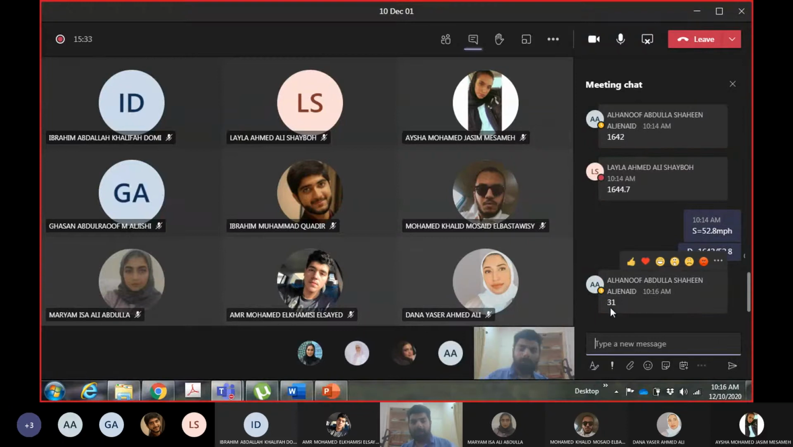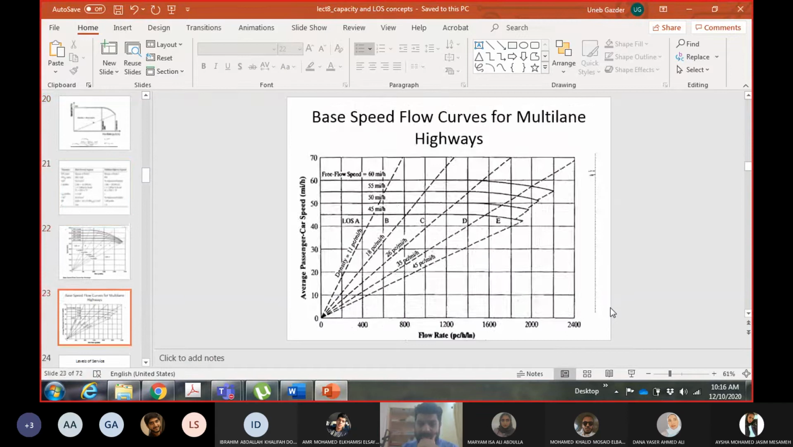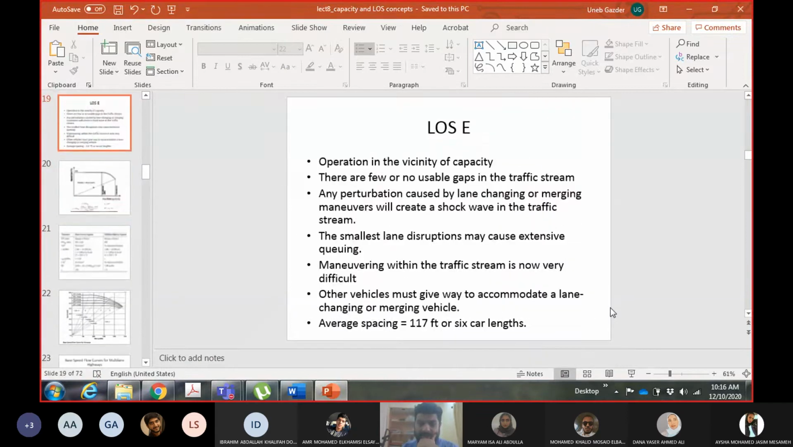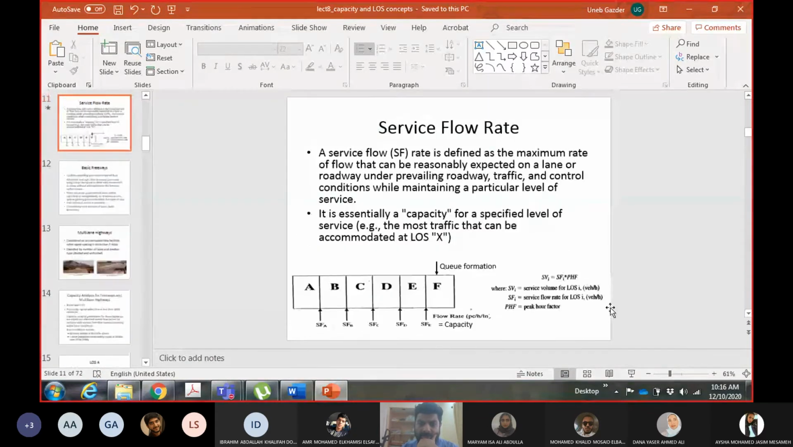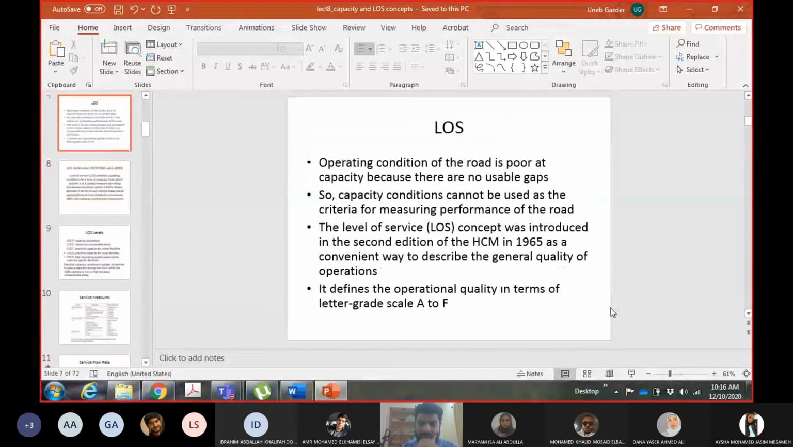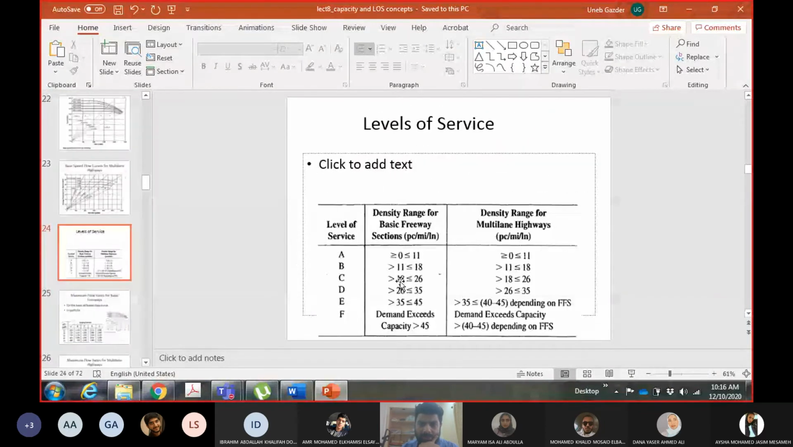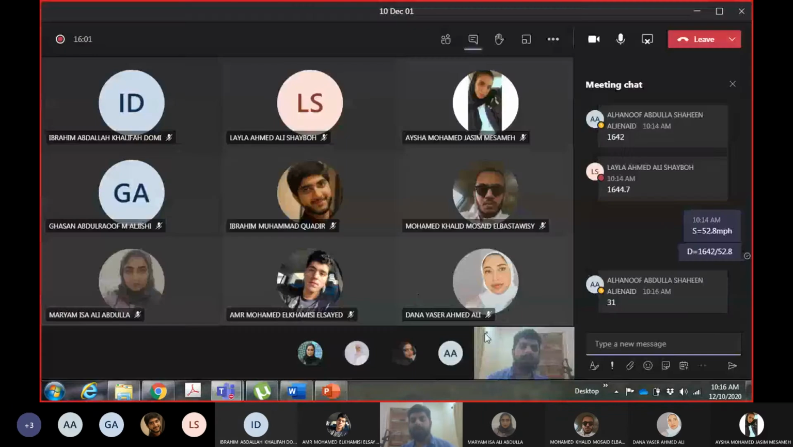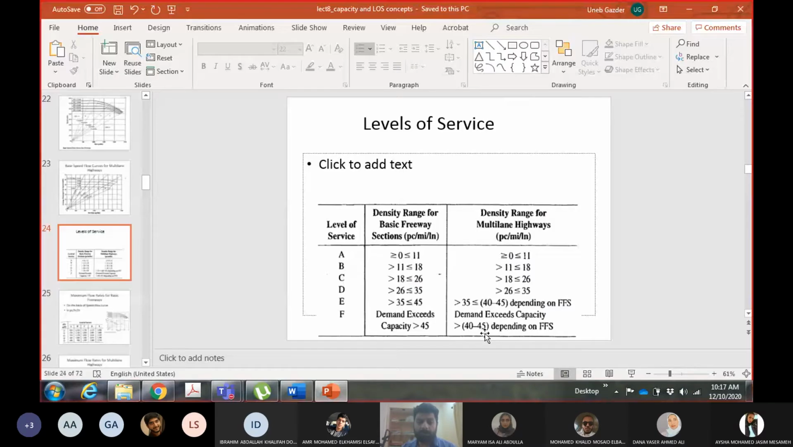31. So we have a table which gives us density and the level of service. This is for freeways, and multi-lane highways as well. So 31 is level of service E, no, sorry, 31 is level of service D. And again, the units are 31 passenger cars per mile per lane. Keep it in mind. You can see the units here, passenger cars per mile per lane. Your level of service is D.